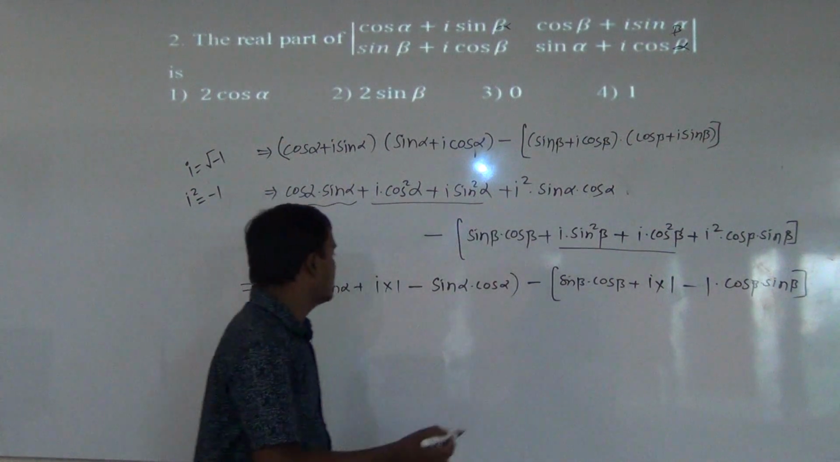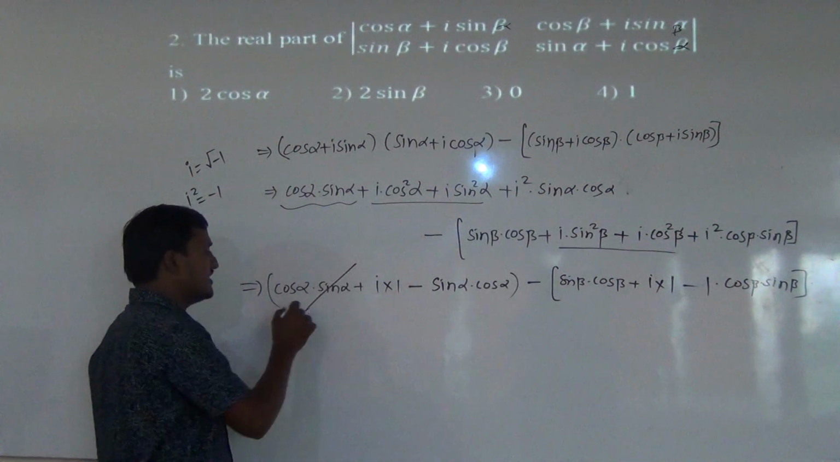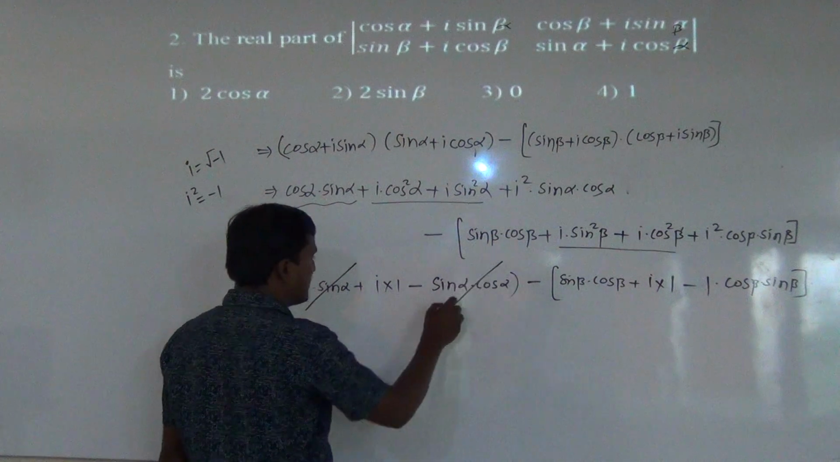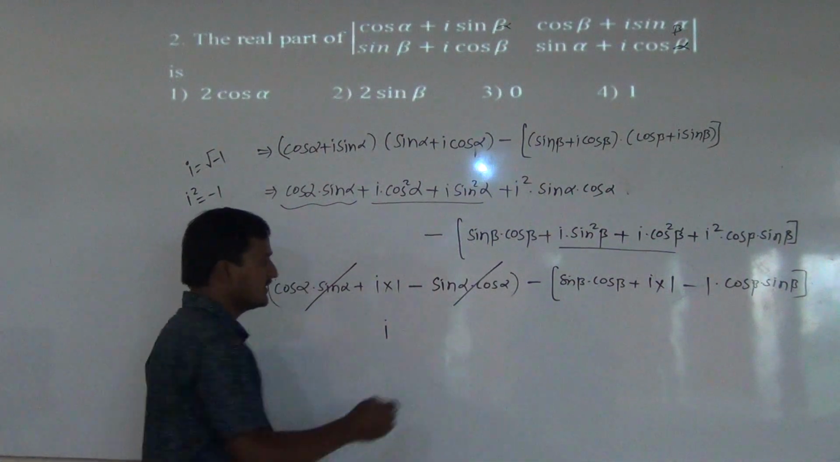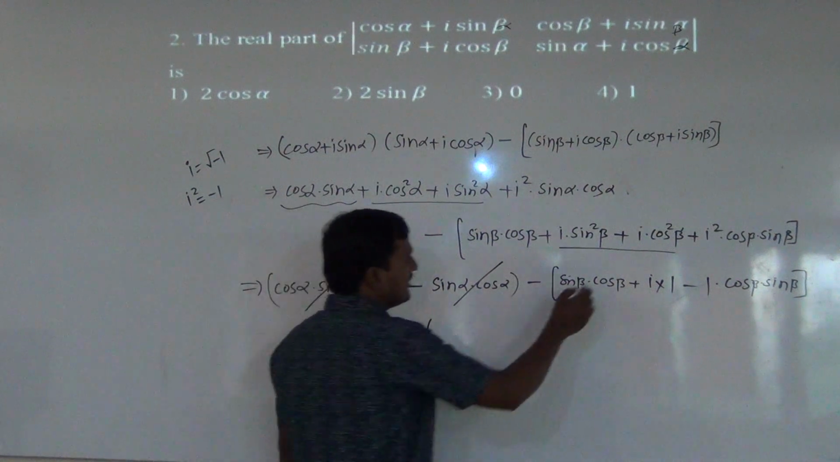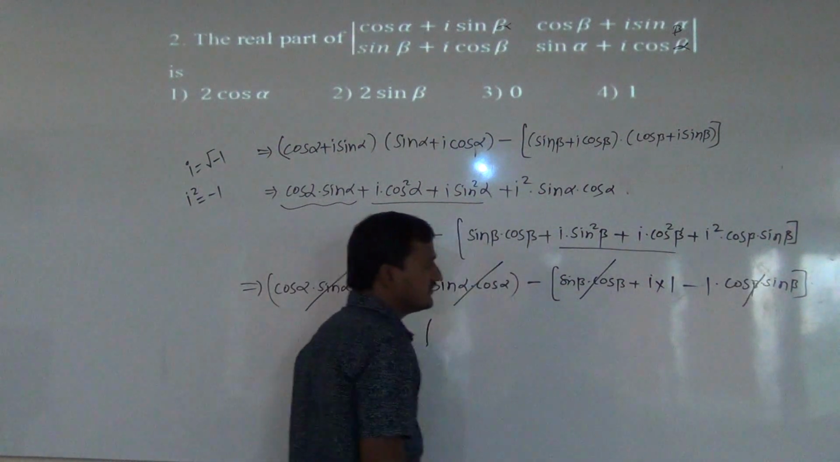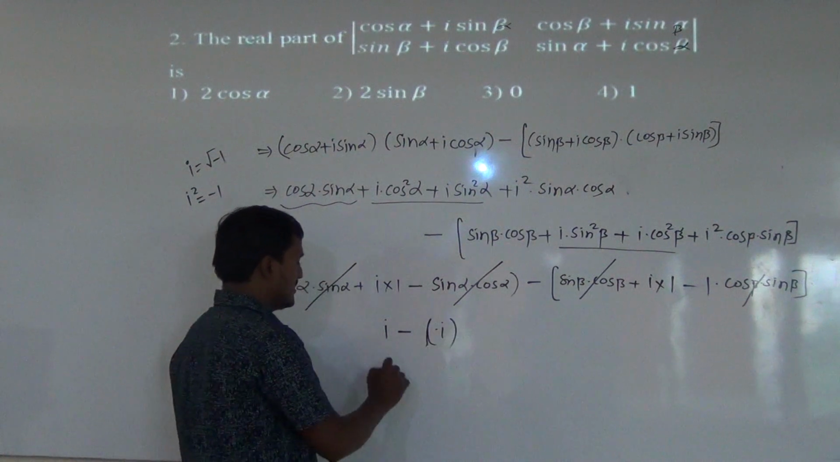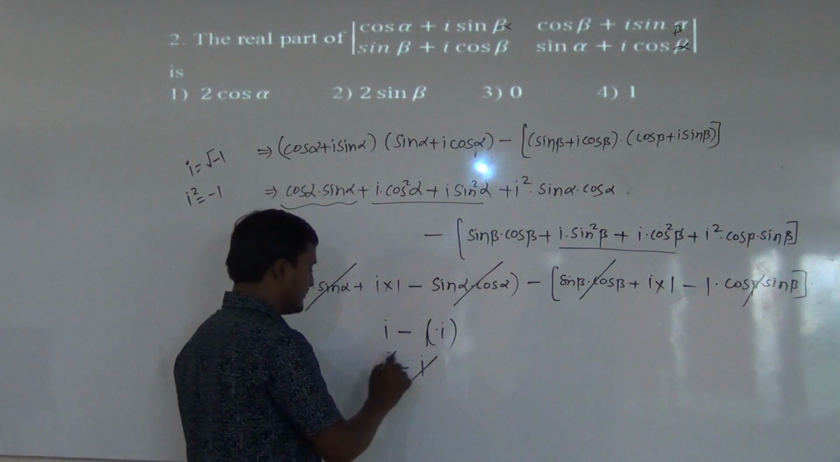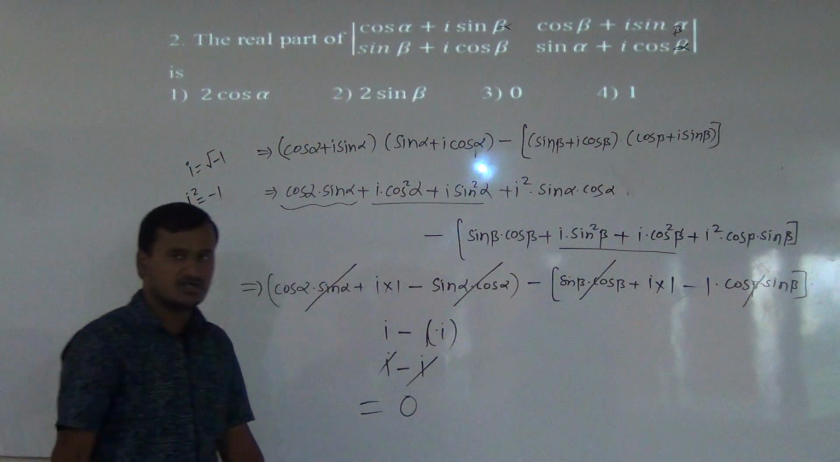Now simplify these. Sin alpha into cos alpha and minus sin alpha into cos alpha will get cancelled. The remaining term is i, and this term and this term will get cancelled. i into 1 means i, so i minus i. After cancelling this we get 0.